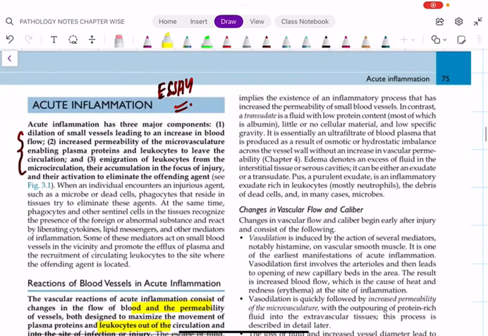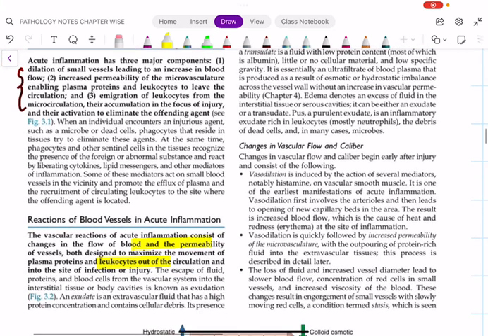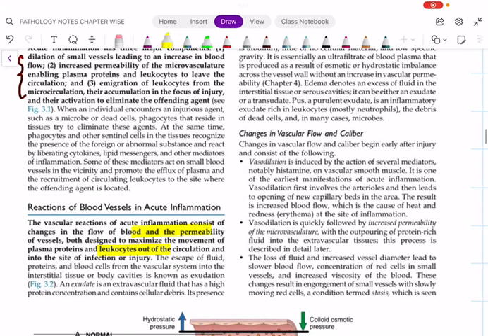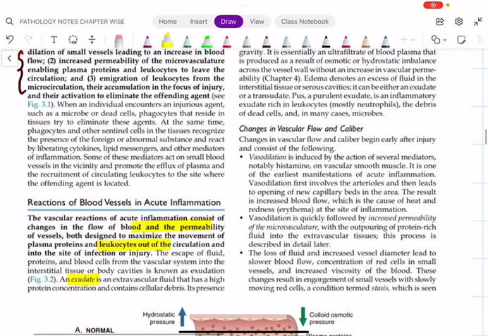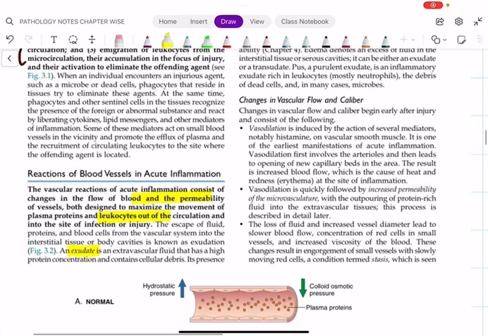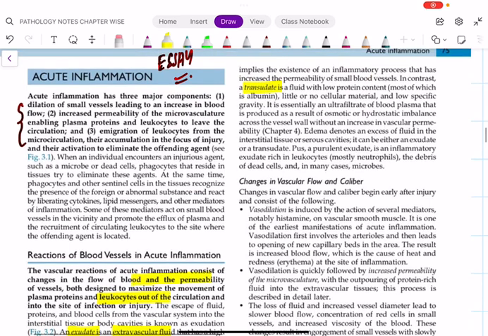Here we have two words. One is called exudate, another is called transudate. Exudate is an extravascular fluid. X for X. That means it has high protein concentration and cellular debris.